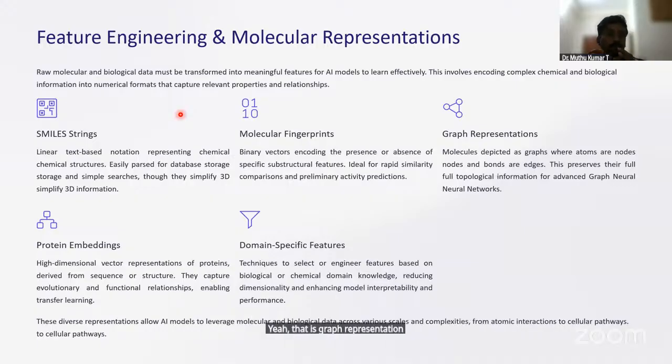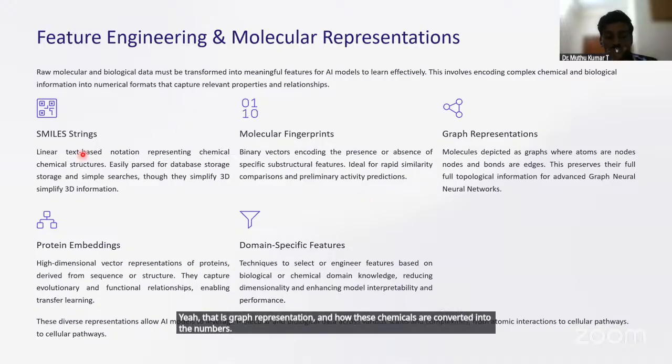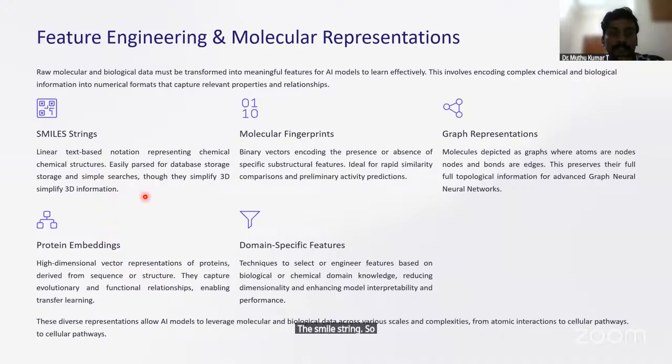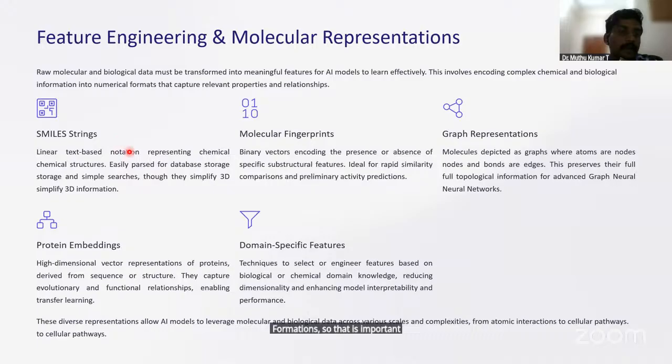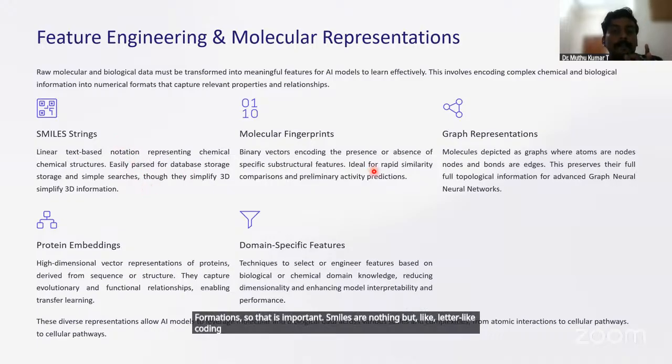And how are these chemicals converted into numbers? As I said earlier, the SMILES string. So what is meant by a SMILES string? Let's say salicylic acid: how it can be represented in the form of SMILES, or how it can be represented in the form of molecular fingerprints. Both are the same chemical, and we are representing it in different formations. That is important. SMILES are nothing but a letter-like coding of a chemical.